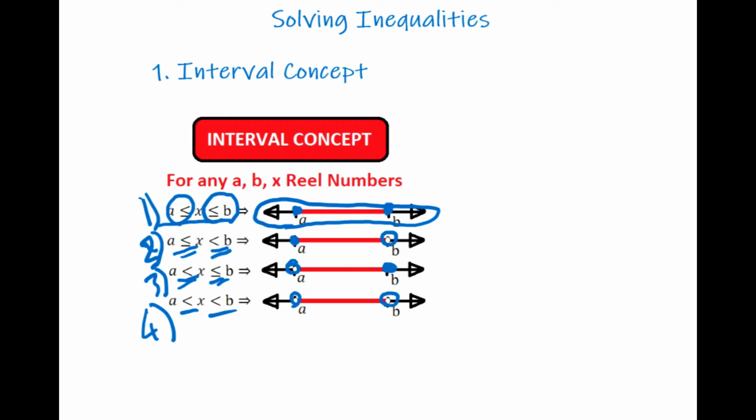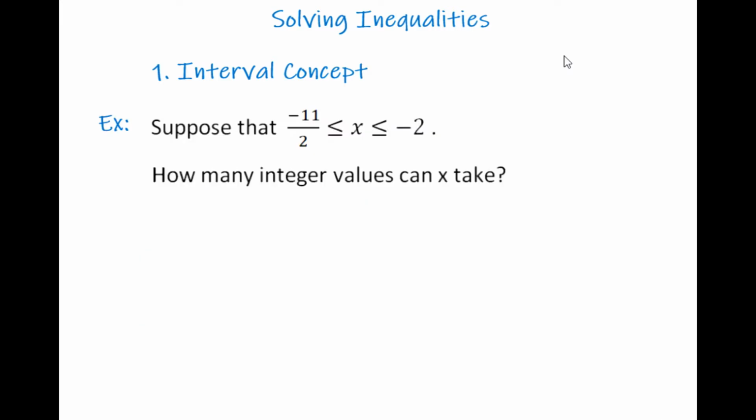Let's take a look at an example related to these interval concepts. In our first example, it says suppose that negative 11 divided by 2 is less than or equal to x, and that is less than or equal to negative 2. In that case, how many integer values can x take?